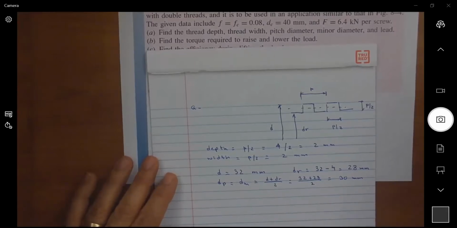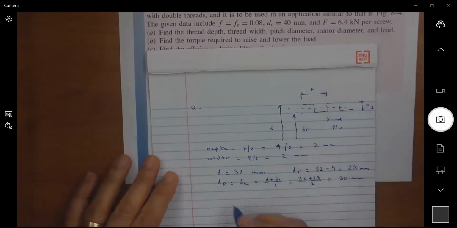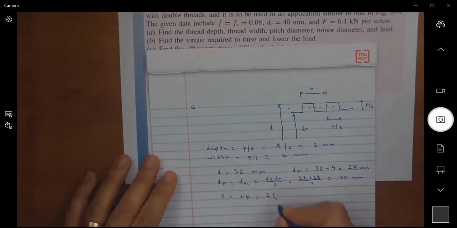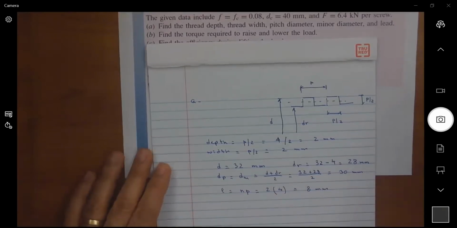So this takes care of, oh, sorry, I didn't do the lead. The last thing asked for here is to find the lead. The lead L is equal to N times P, where N in this case is going to be a 2 because it's double threaded, multiplied by the pitch, which is given as 4. So I have here the lead distance is 8 millimeter.